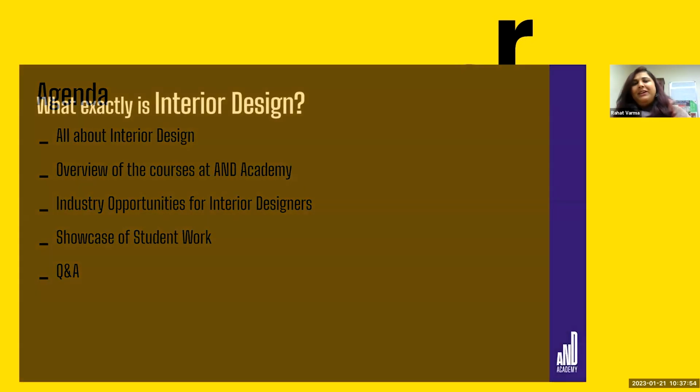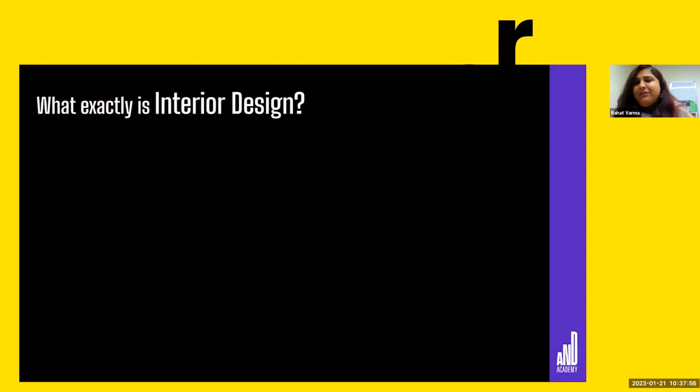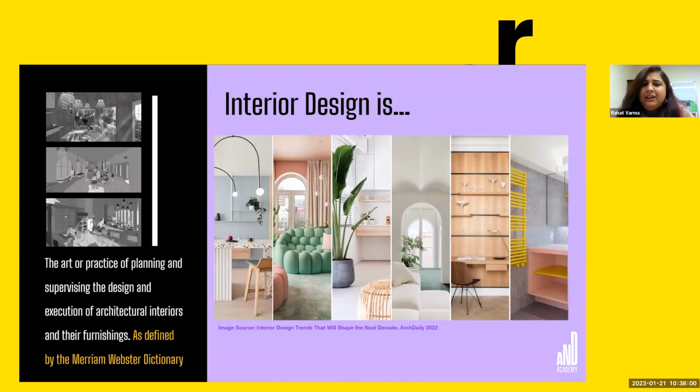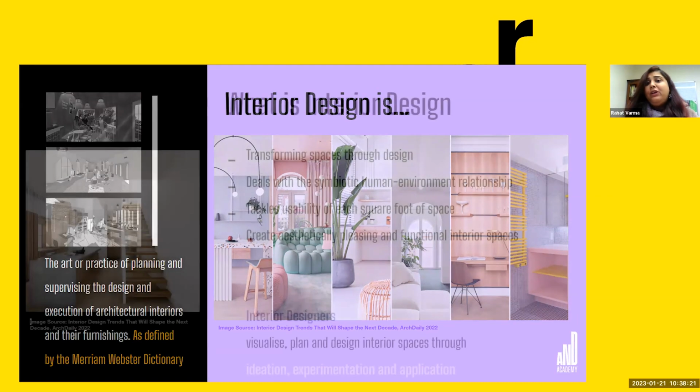Now, this is a very interesting question I have gotten very often: what exactly is interior design? And the safest way we've been taught to answer this question is to go to a dictionary and find what it officially means. It is basically the art and practice of planning or supervising design on an architectural site, which means from planning of interiors to planning of furniture, of furnishings, all of this. So this is what an interior designer will get to do.